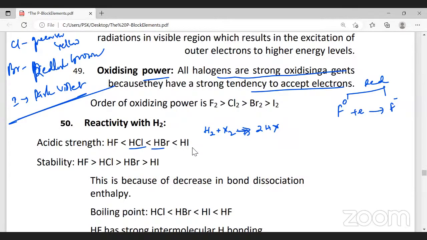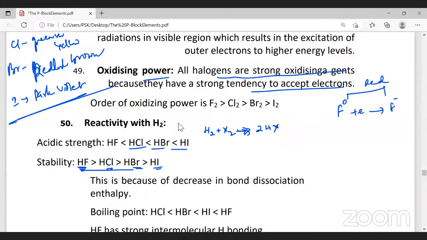Stability of these acids. HF is more stable compared to HCl. It's in the reverse order. This is because of the decrease in bond dissociation enthalpy. Bond dissociation enthalpy will be more for HF because fluorine is small, H is small. As the size increases, bond dissociation enthalpy decreases. Remember that. So the stability order is HF greater than HCl, HCl greater than HBr, and HBr greater than HI.